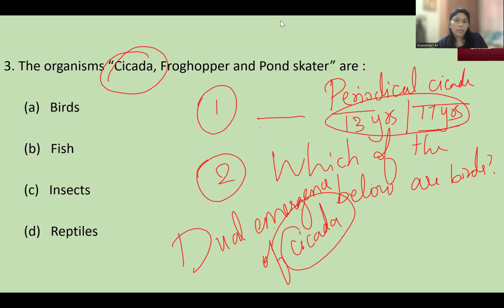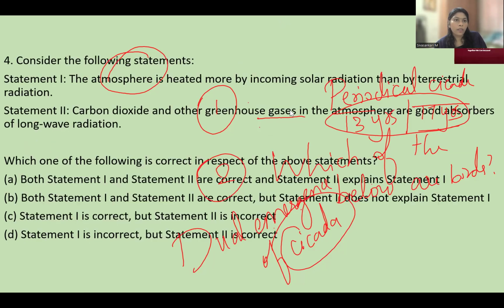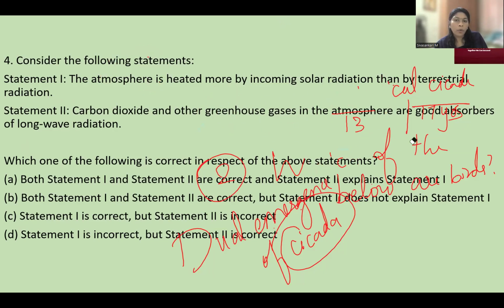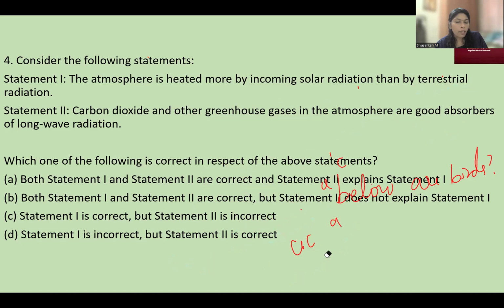See this. Yes. Come to the fourth question. See this. Consider the following statements. Statement 1, atmosphere is heated more by incoming solar radiation than by terrestrial radiation. Statement 2, carbon dioxide and other greenhouse gases in the atmosphere are good absorbers of long wave radiation.